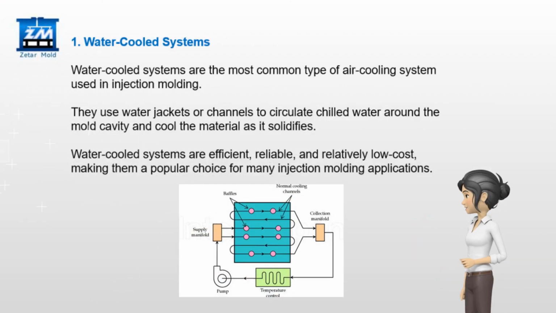Water-cooled systems. Water-cooled systems are the most common type of cooling system used in injection molding. They use water jackets or channels to circulate chilled water around the mold cavity and cool the material as it solidifies. Water-cooled systems are efficient, reliable, and relatively low cost, making them a popular choice for many injection molding applications.